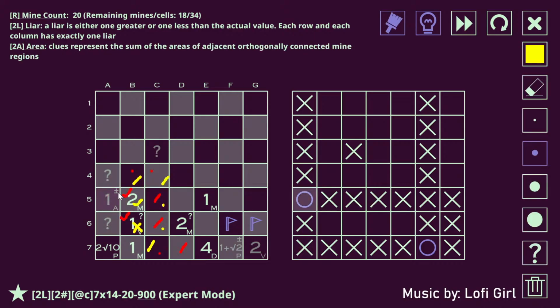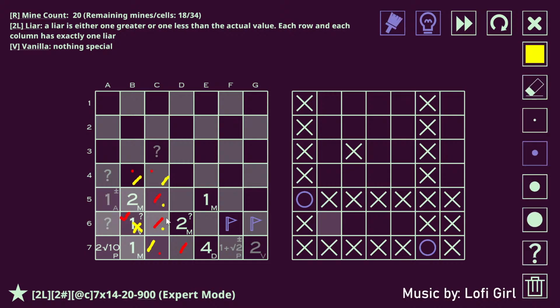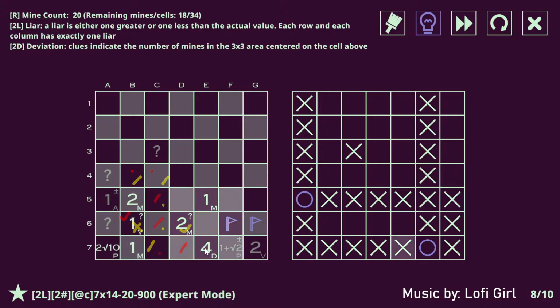Okay. So this still doesn't give us anything, except for the fact that this is now true. Alright, let's keep going. In the yellow case, this is definitely telling the truth now, and sees 2 out of 3 mines here. This 4 deviation is actually also truth-telling, which I did not notice.